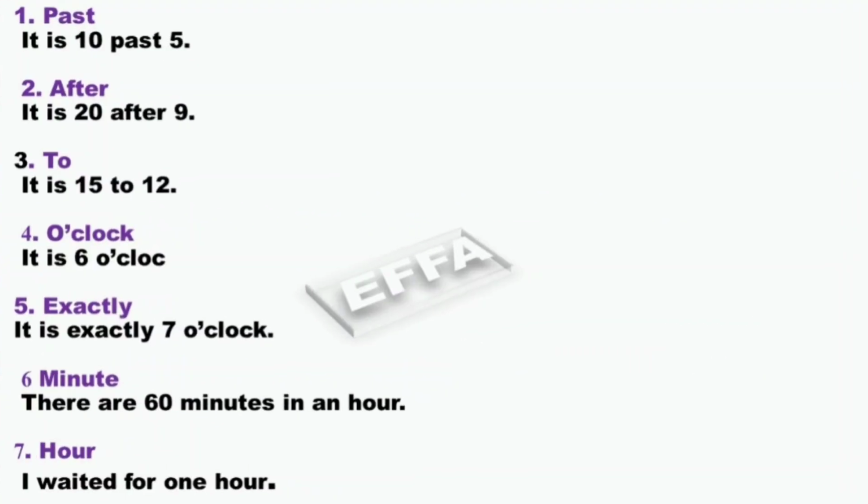Now we have some useful vocabulary words with examples. I'll pronounce them and then you should memorize them. Past. It is 10 past 5. After. It is 20 after 9. To. It is 15 to 12. O'clock. It is 6 o'clock. Exactly. It is exactly 7 o'clock. Minute. There are 60 minutes in an hour. Hour. I waited for 1 hour.